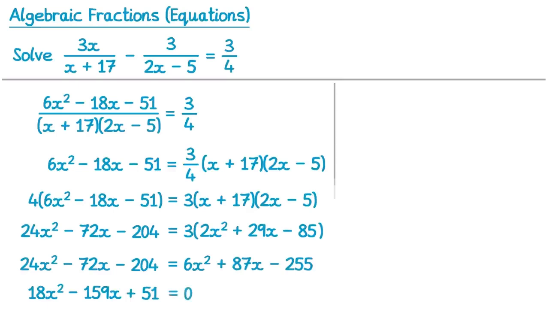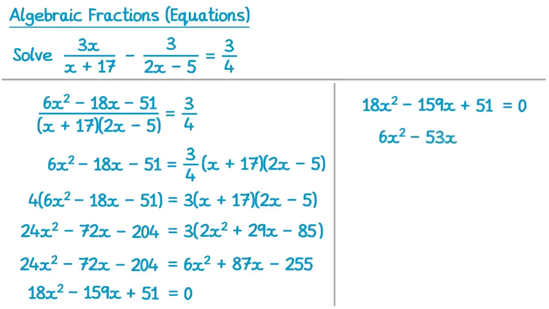Now let's take that quadratic equation and we're going to solve it. This one does look really nasty because of the size of the numbers, but there is actually a common factor of 3 here. If you divide 18x squared by 3, you get 6x squared. Divide negative 159x by 3, that's negative 53x. And divide the 51 by 3, that's 17. And of course, if you divide 0 by 3, that's still 0. So we're going to factorize this one actually. It will factorize into 2 brackets.